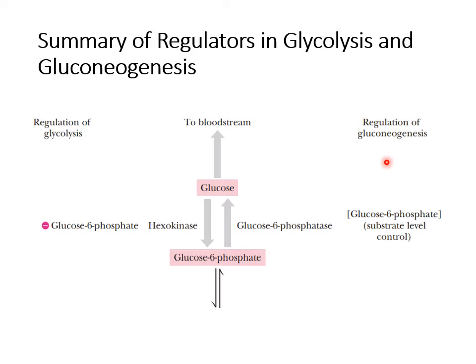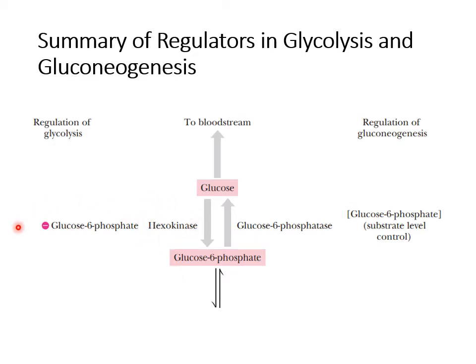Okay, so in this slide and the next one, anything you see on the left is a regulator of glycolysis. Anything on the right is a regulator of gluconeogenesis. So first we're going to look over here. If you see a minus sign, that means it's an inhibitor. Now this makes sense if you look at what's going on here. This is the first step of glycolysis, where glucose is converted to glucose 6-phosphate by hexokinase.